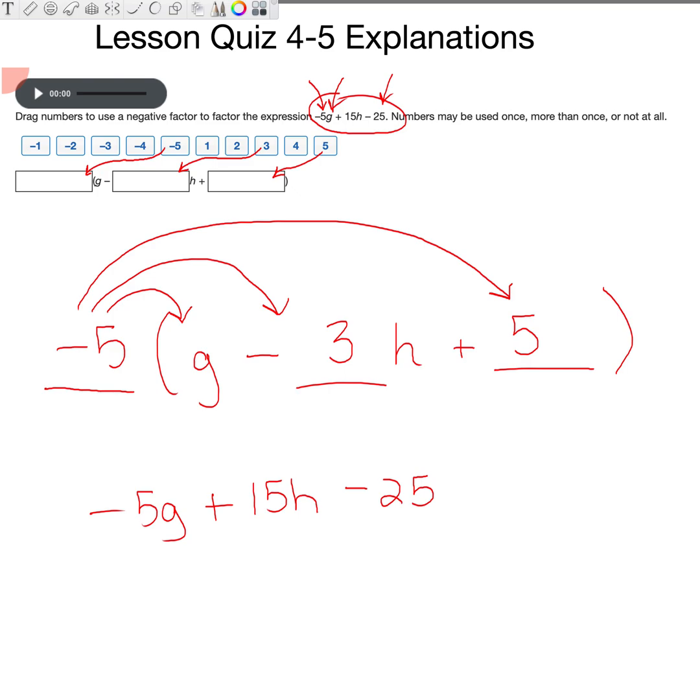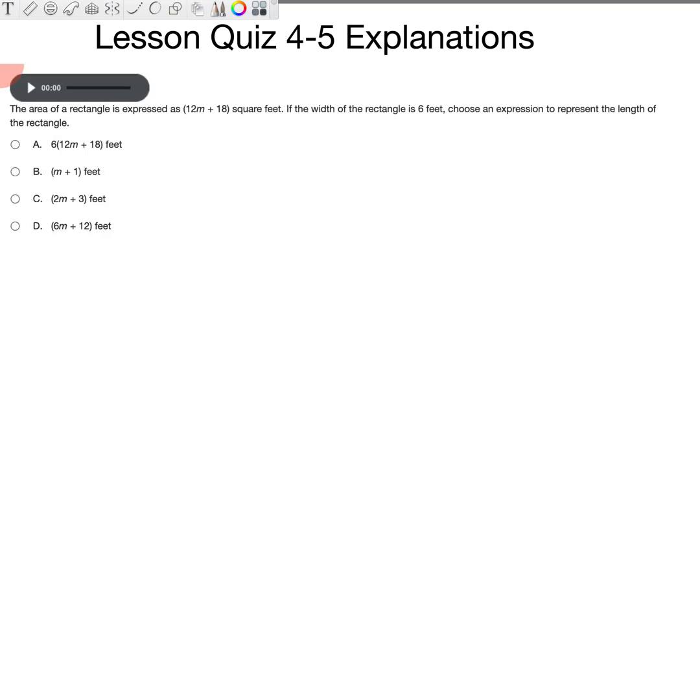So let's move on to question 4. Question 4, we have an area of a rectangle problem, and that's a pretty standard thing for factoring because the area of a rectangle is the length times the width, and so if I can get it as a multiplication problem, then that's the factored form.